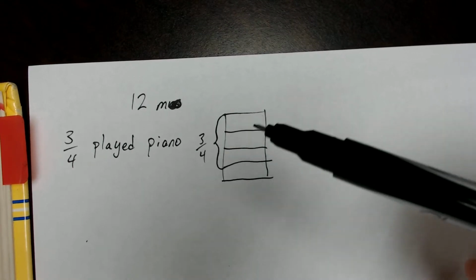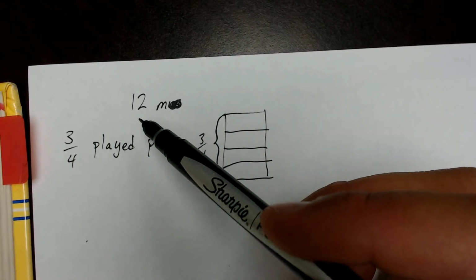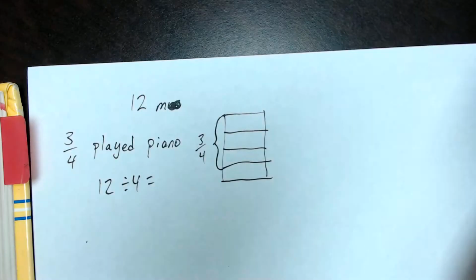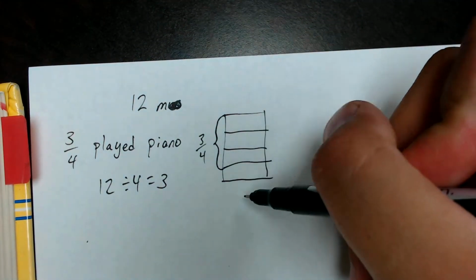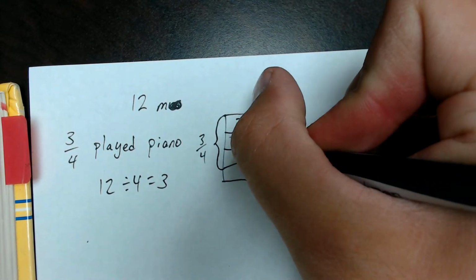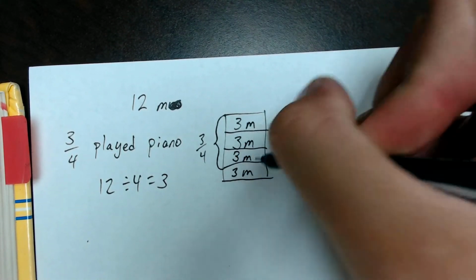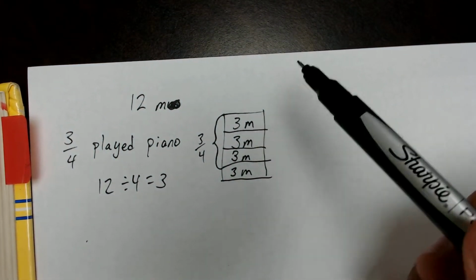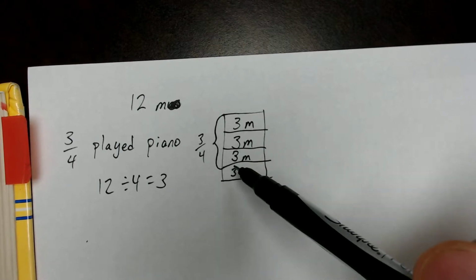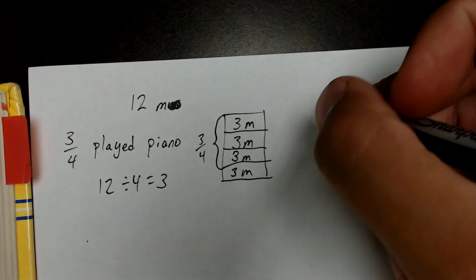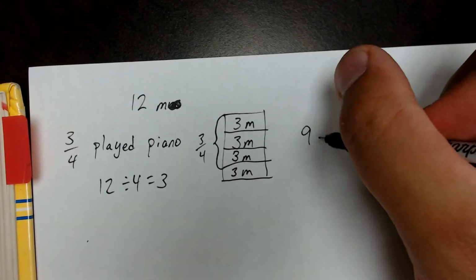So this is like our division word problems. We have a total number of 12, and we divide it by the number of groups being 4 to figure out how many are in each group. So 12 divided by 4 is equal to 3. So in each group we're going to have 3 musicians, or 3M. Now what this diagram helps us see is how many of those musicians played the piano. So if 3 out of 4 groups played the piano, that means 3, 6, 9 musicians played the piano. So the answer is 9 musicians.